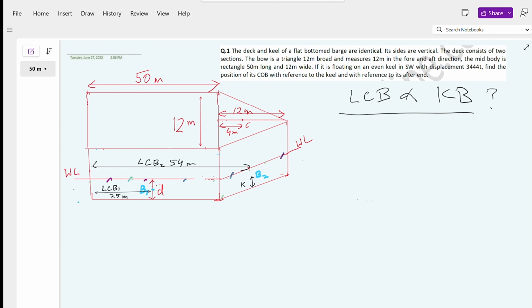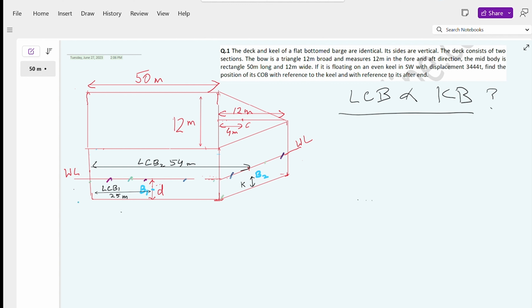So how do we approach these kind of questions? Here we will divide the question in two parts. The first part will deal with the volumes, underwater volumes, and the second part will deal with moments of the volumes to find the LCB. See, you can see the diagram. The aft portion is a rectangle and the fore part is a triangle. This is the water line. WL is the water line, and below the water line D is the draft.